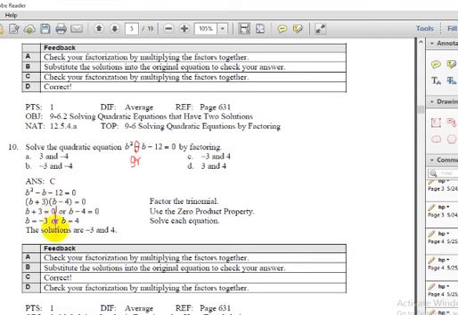Go and split your paper into two equations. B plus 3 equals 0. B minus 4 equals 0. So plus 3 will go to the other side as negative 3.